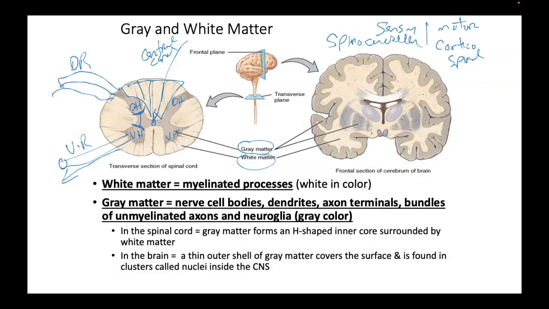Okay. I'll give you another one. Spinothalamic tract. Spinothalamic. The thalamus is in the brain. Sensory tract. Okay. But what's interesting is that in the spinal cord, the white matter is on the outside, gray matter is on the inside. Look what happens in the brain. It's the opposite. The gray matter is on the outside. White matter is on the inside. It does a flip-flop.